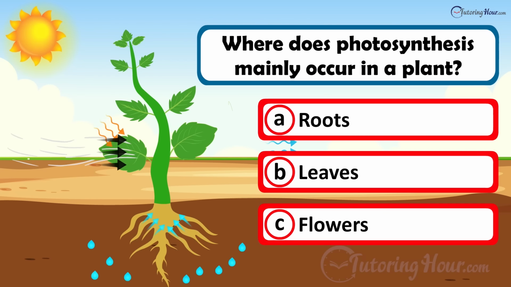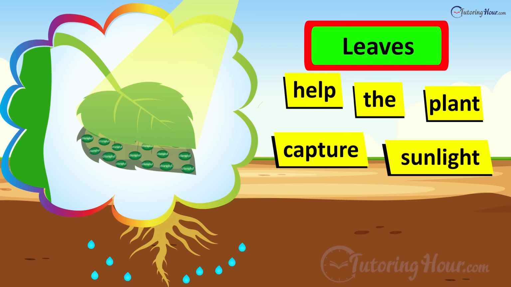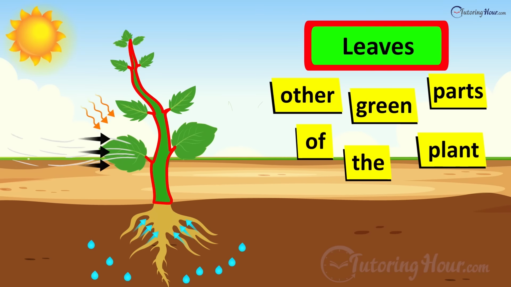The correct answer is leaves. Leaves contain special cells and pigments that help the plant capture sunlight. Photosynthesis can also happen in the other green parts of the plant to a lesser extent.